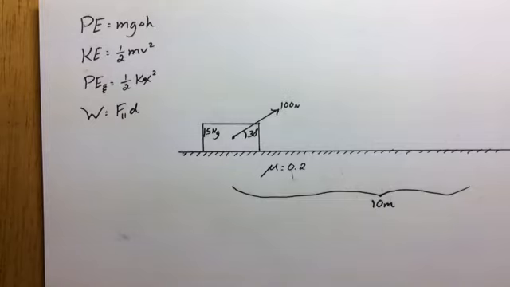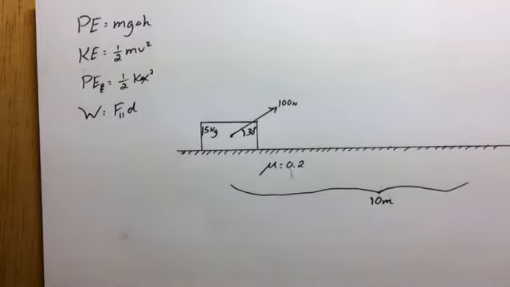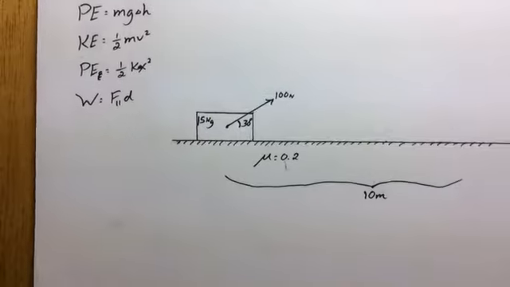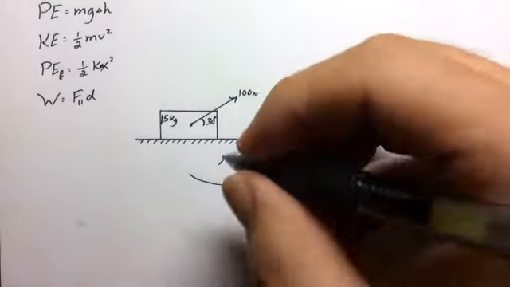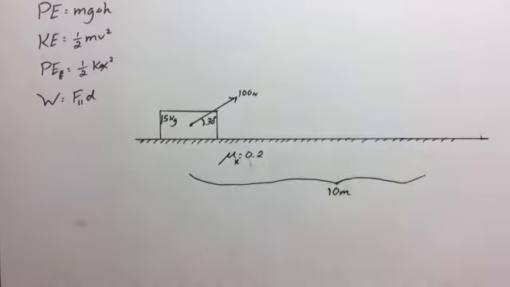Okay, so we're going to tackle two problems here. The first problem is going to be a box that is being pulled along a rough surface with a kinetic coefficient of friction of 0.2. We're going to pull it for 10 meters, and we want to know how fast it's moving at the end of that 10 meters. We can work with kinematics if you want to. We can work with forces, which is going to lead back to kinematics. But we're actually going to talk about energy.